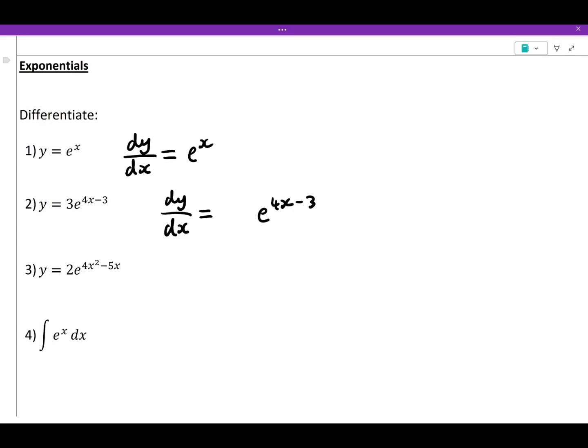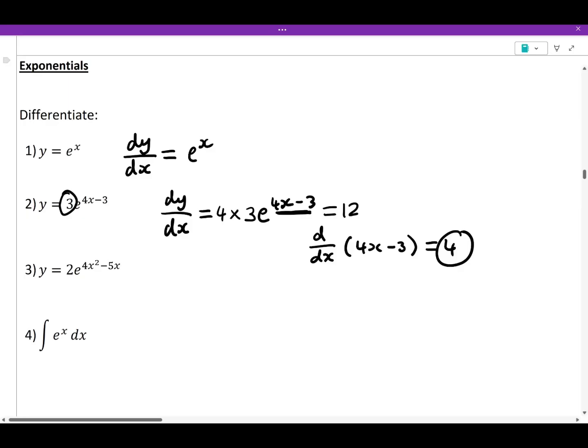And what we do is we differentiate our power. So we're going to differentiate 4x subtract 3, and that's going to give me 4. And we are going to multiply by that value. So we've got the initial 3, which I'm going to write in, and then we're also going to multiply by 4. When we simplify, we end up with 4 times 3 in front, so that's 12, and then e to the power of 4x subtract 3.